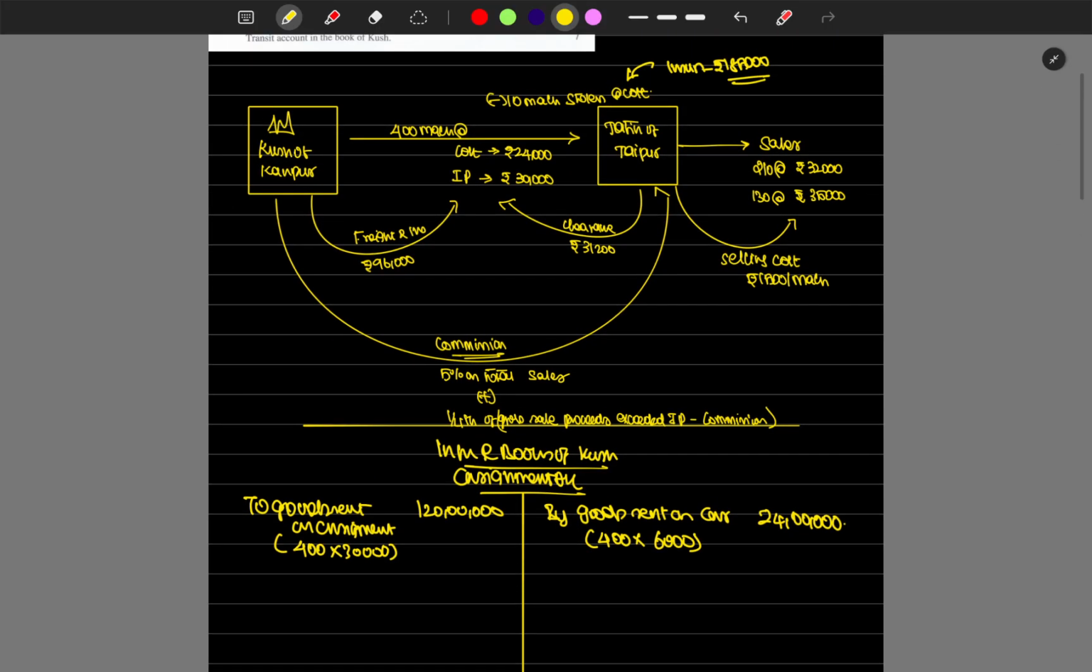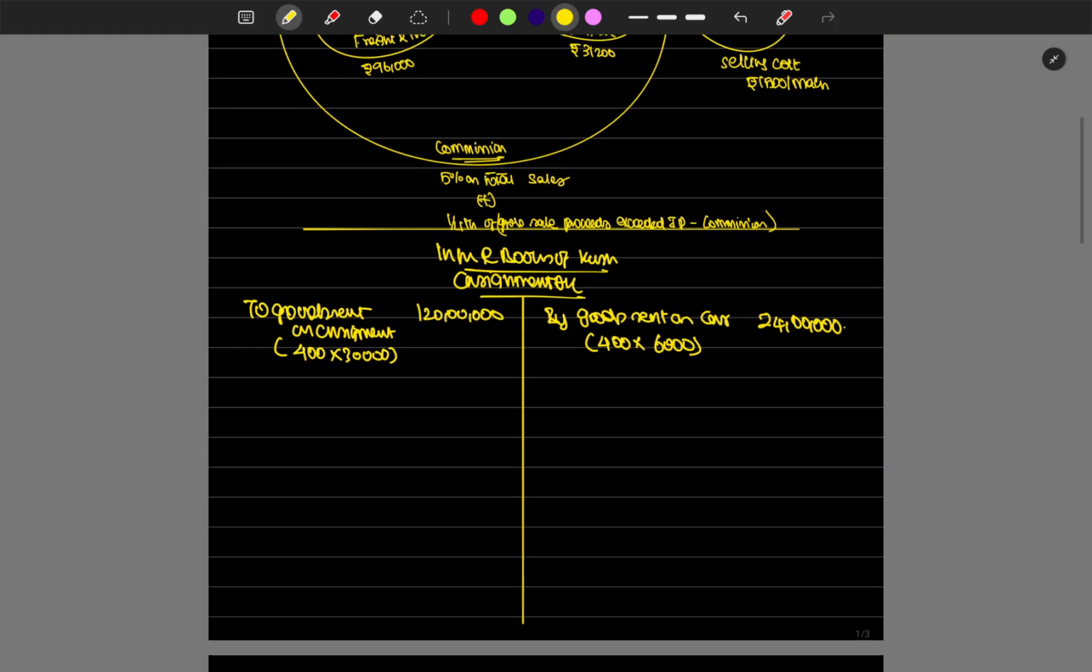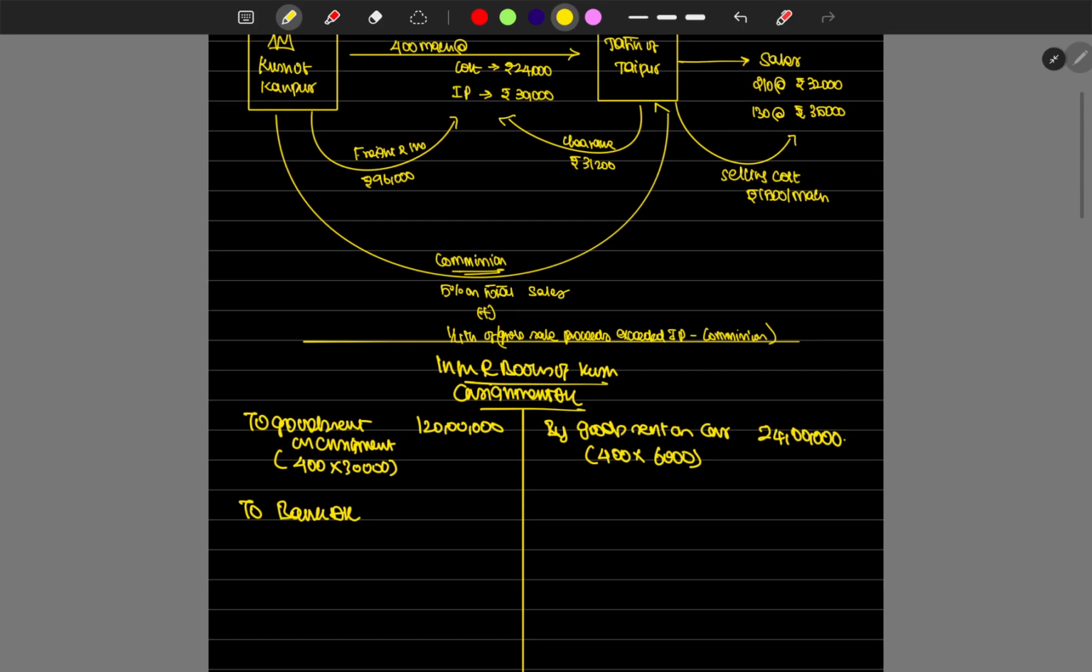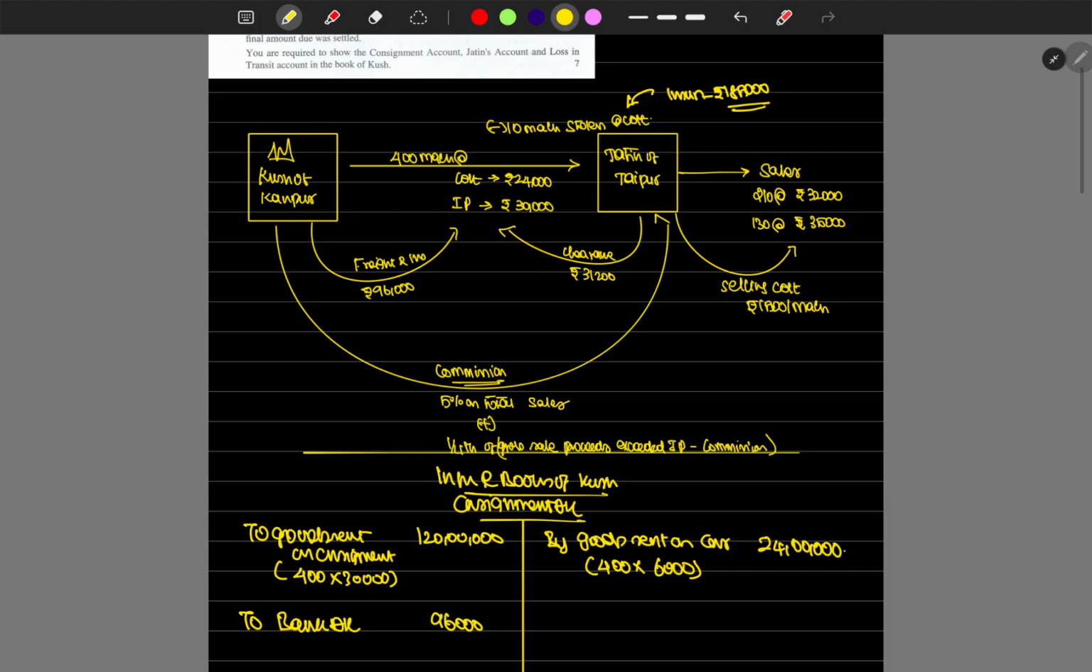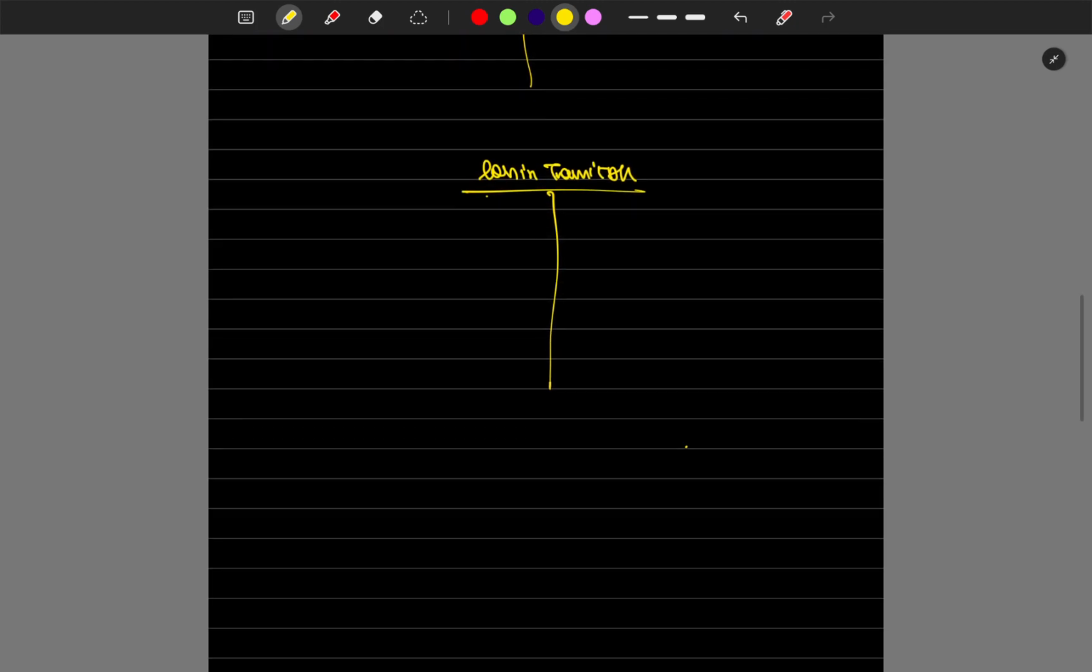Next, what we have to do? Then freight and insurance. Kush has paid freight, so to bank account, from Kush's bank account, he has paid 96,000. Next, what happened? Next, 10 machines were stolen at cost.